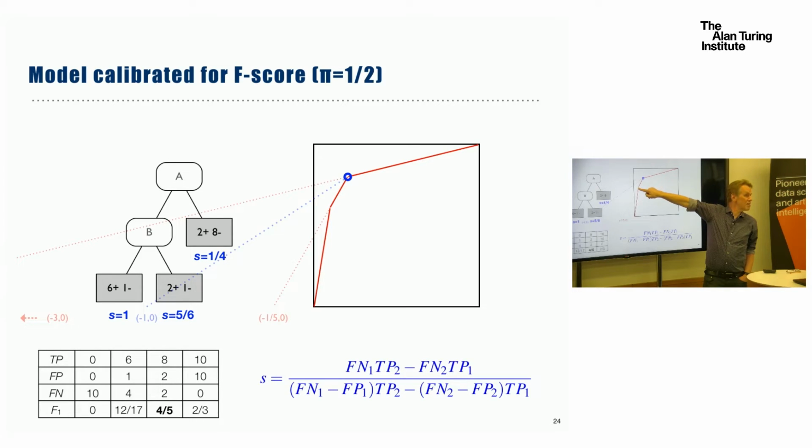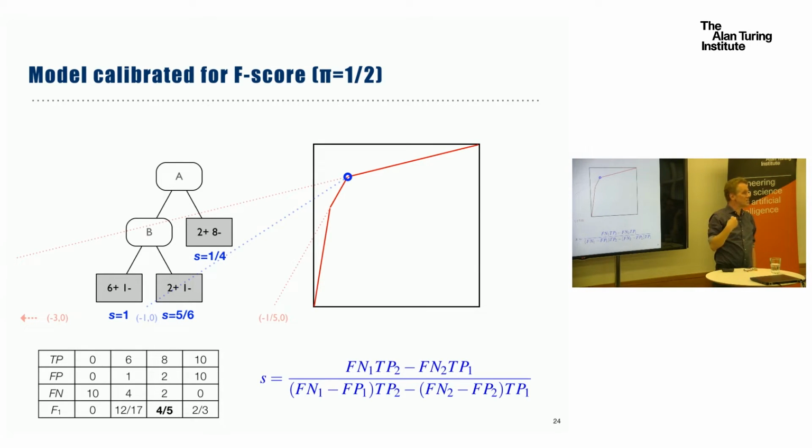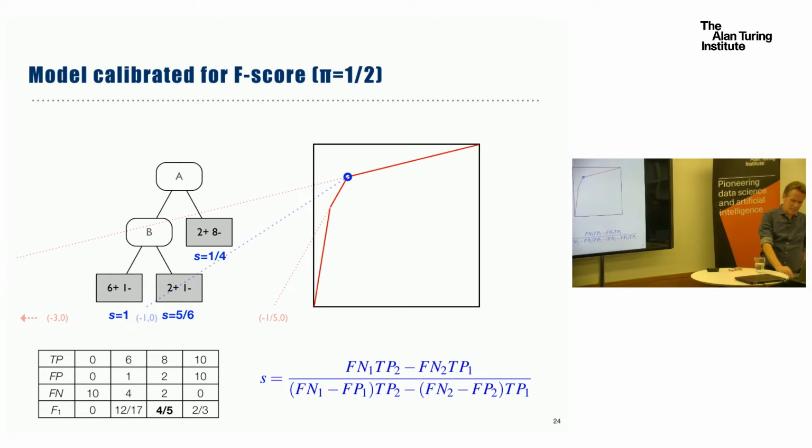This is different from accuracy. Sometimes when you have enough negatives, the always negative classifier is optimal. The always negative classifier is never optimal for F-score. So that's a little thing that follows from this analysis.